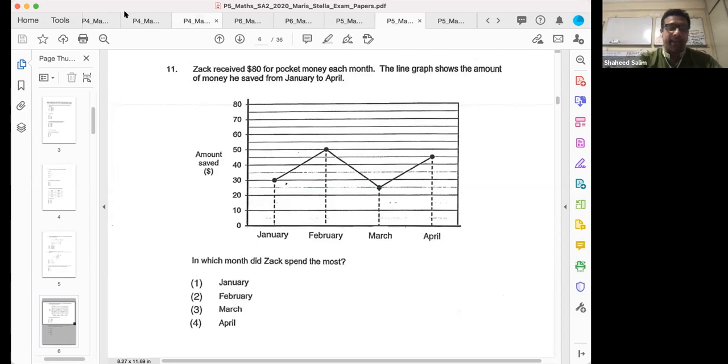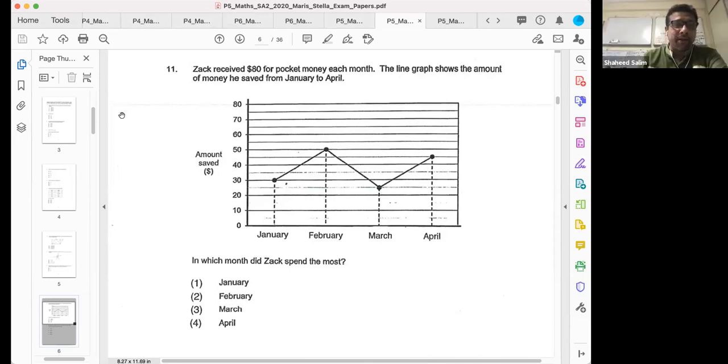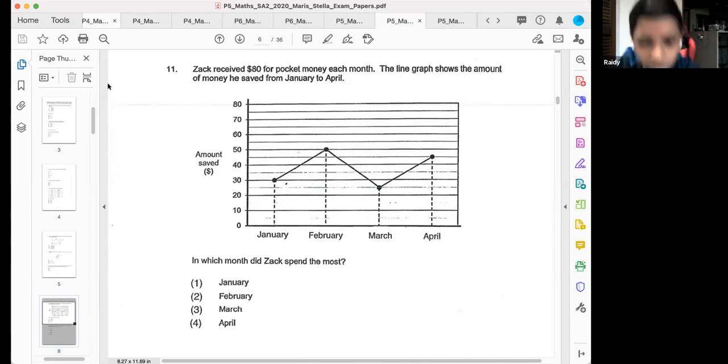Number 11. I think this is now 2 marks already. This follows the PSLE format already now. 11, 12, 13, 14, 15, 2 marks each. I'm done. Oh, done. So fast. I have not read the question yet, Raidi. You're too fast for me. But your answer according to the answer key is not correct. Farish, the answer according to the answer key is not correct also. Please check. Be careful.